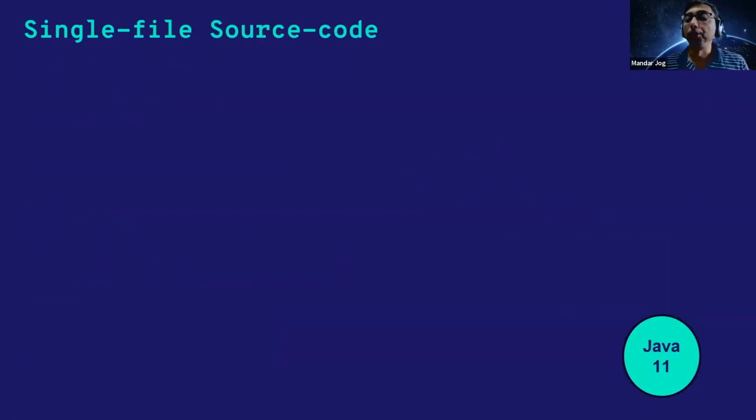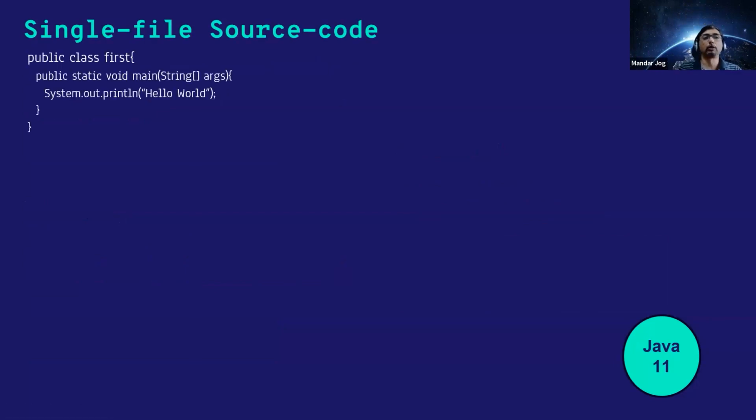Another very interesting feature which Java 11 is providing is single file source code. What is this? This is your class, which is first class. Public class first, and it contains System.out.println hello world. Traditionally, let's assume that we are doing it on an editor, not on an IDE. I need to write this code, I need to compile it, and I need to execute it.